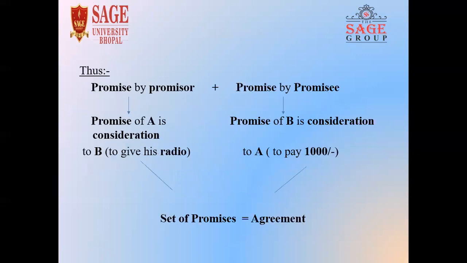Thus, promise by promisor plus promise by promisee. Promise of A is a consideration to B to give his radio, and promise of B is consideration to A to pay 1000 rupees. So, a set of promises is known as an agreement.